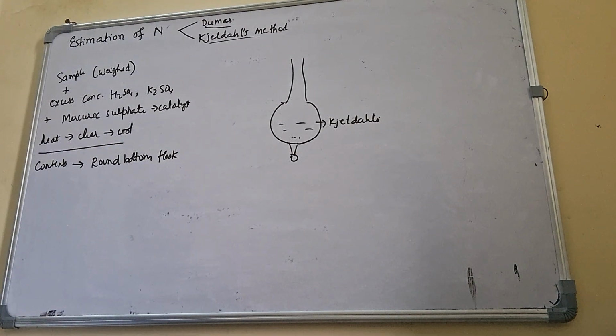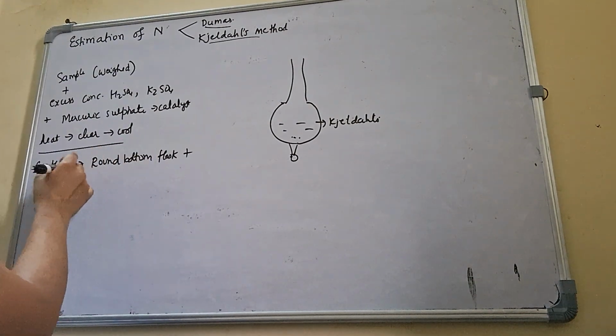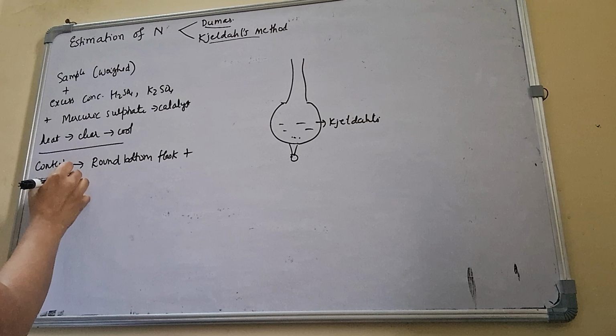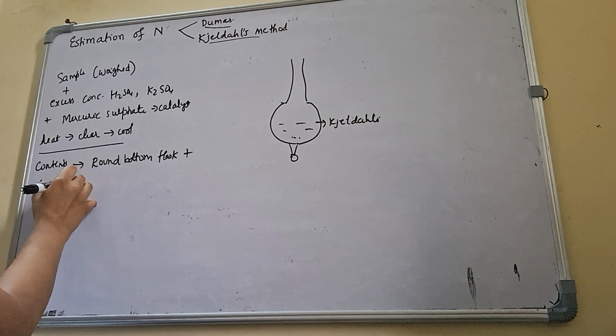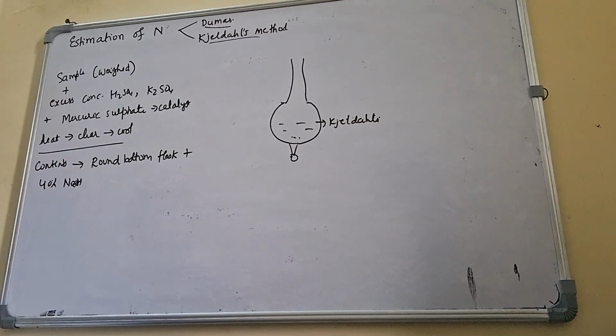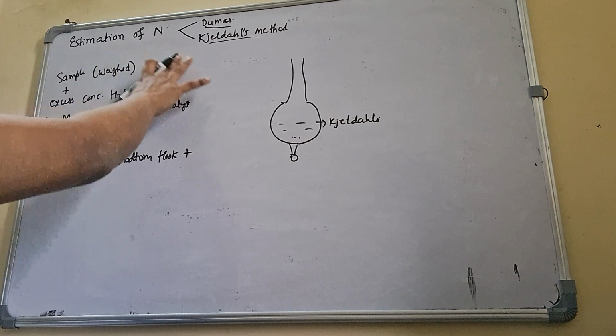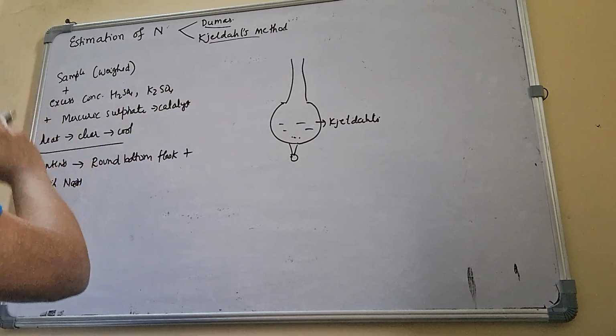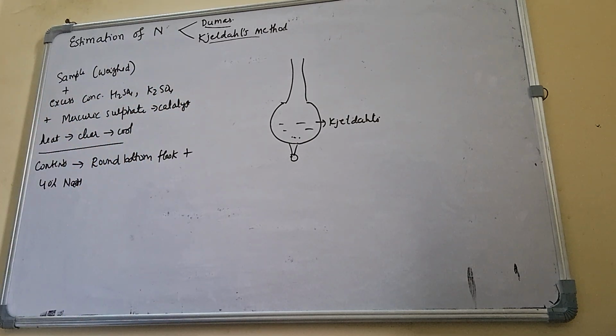Okay, and in that you are taking a strong solution, that is a 40% alkali solution like NaOH. That is what you are going to take, and you arrange the figure, and then you start heating the flask. So basically, whatever the output of the first step, you are going to take that content, add it to a round bottom flask, and add 40% sodium hydroxide, and then you heat the flask.